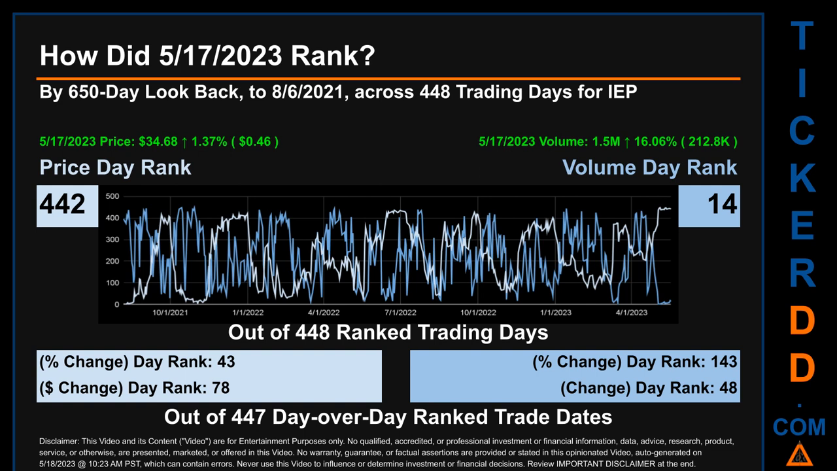The line graph overlays price and volume's daily ranking, as shown respectively in light versus dark blue, across those target days' trading days. In this view, essentially the dips are good whereas the spikes are bad.